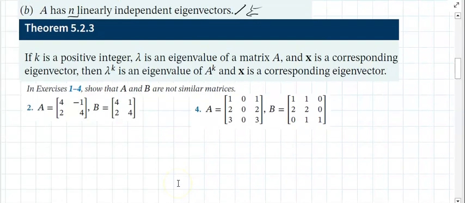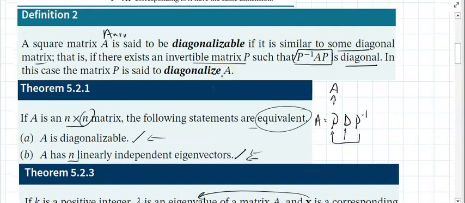And the last theorem, if k is a positive integer, so k is just a number that's positive, it's an integer that's positive. Lambda is an eigenvalue of matrix A, and x is the corresponding eigenvector for this lambda of A. Then, if you take A to the k, then lambda to the k is an eigenvalue of A to the k, and x is the corresponding eigenvector. Actually, let's keep it as that. Now, I'll elaborate on this definition in a minute, and I'll tell you what all of that means.